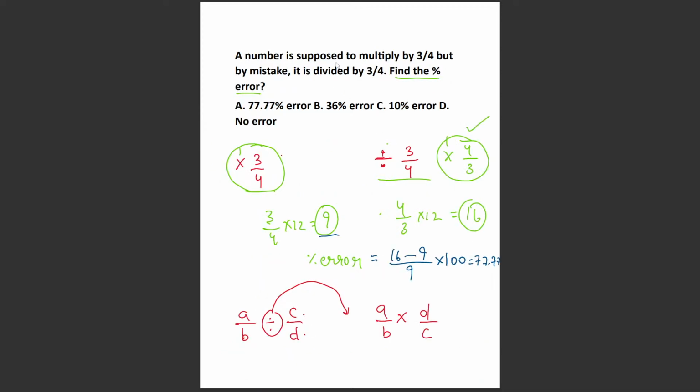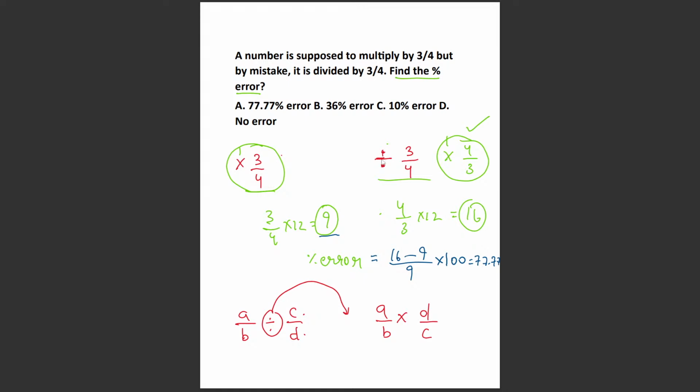Now the next question: a number is supposed to be multiplied by 3 by 4, but it is divided by 3 by 4 by mistake. So first we understood how to convert this division into multiplication: just change the numerator and denominator, c by d will become d by c.